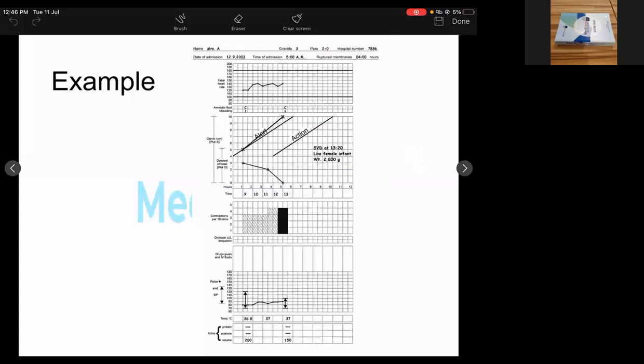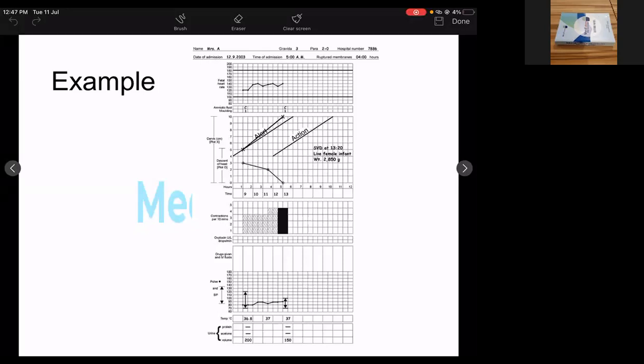So this here is for us to interpret. It has already been given. It has already been plotted. So who is going to help us read this?